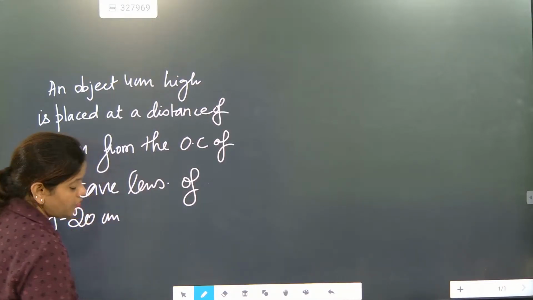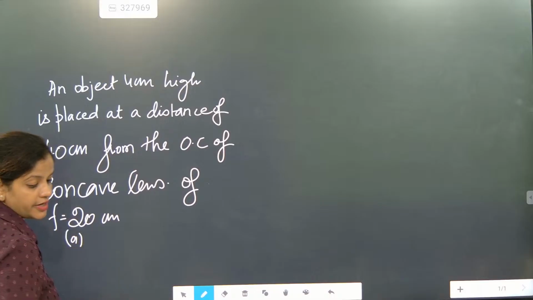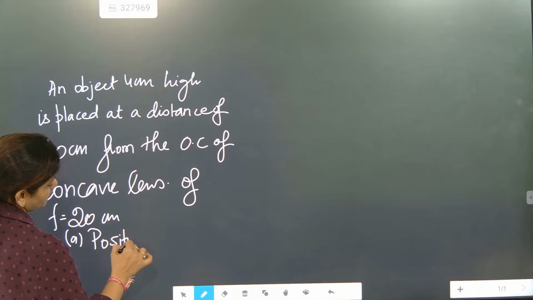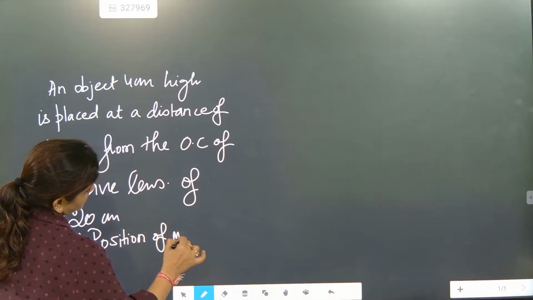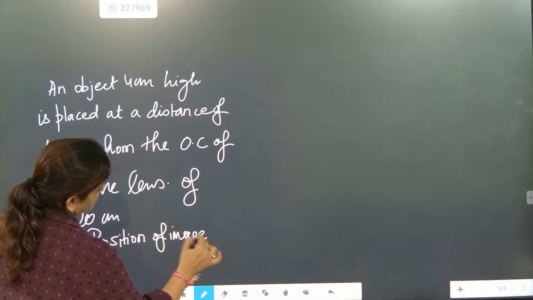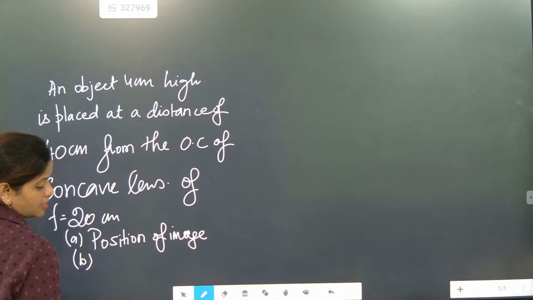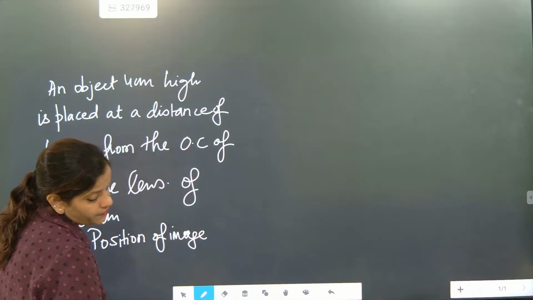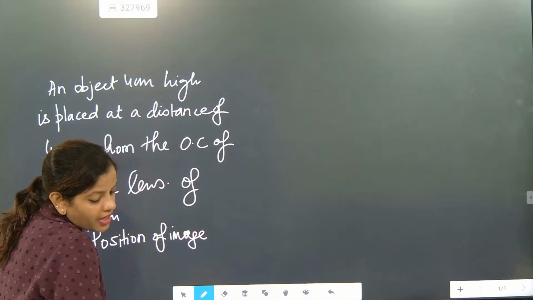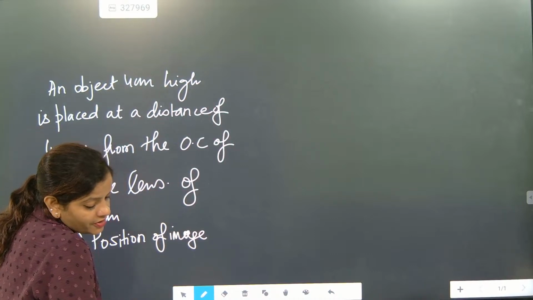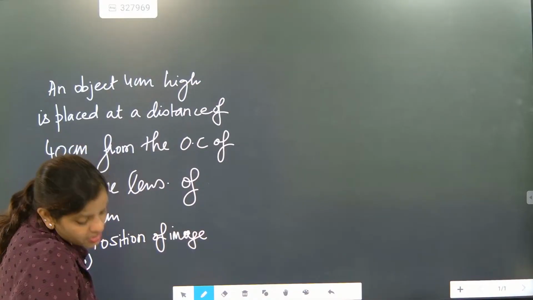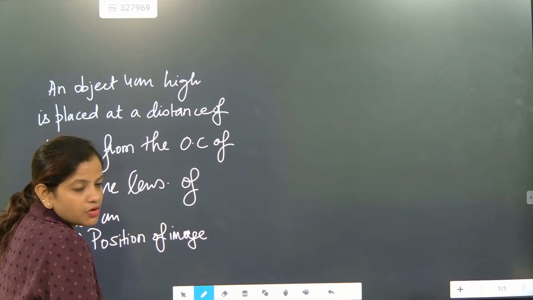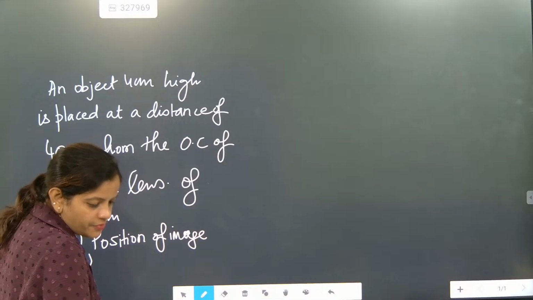Okay. Only one punch needed from you. Seriously, right? The question: the position of the image you need. They are telling that an object 4 centimeter high is placed at a distance of 40 centimeter from the optical center of a concave lens of focal length 20 centimeter. Two things are already given, so you will be able to find the image distance.